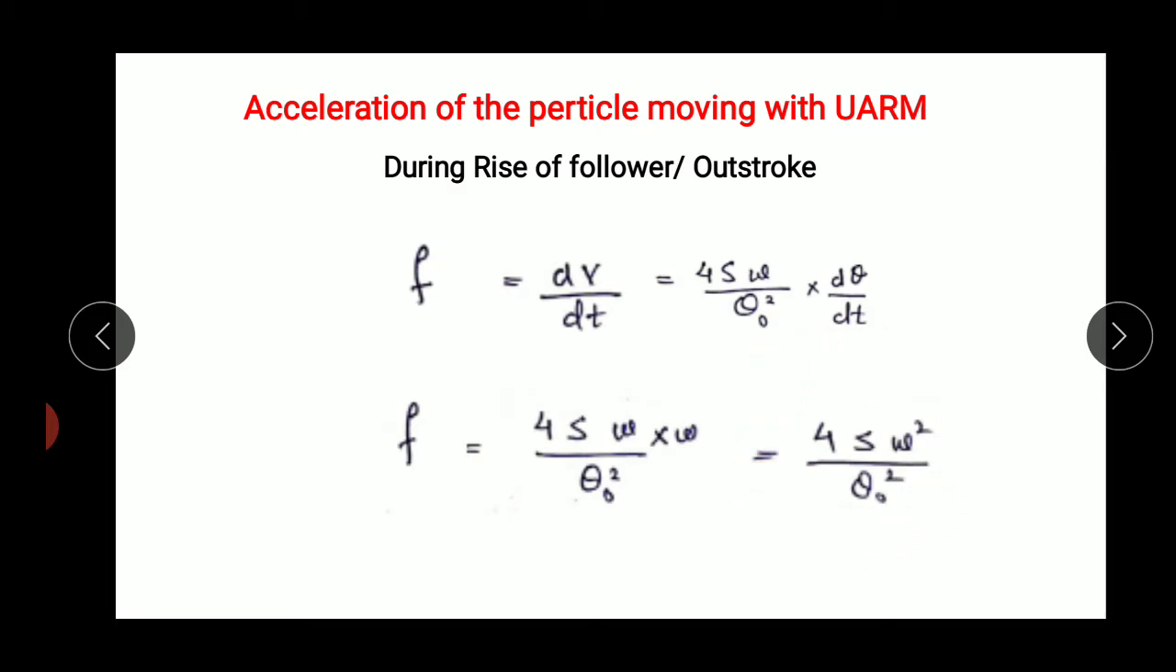You can observe here 4 is a constant, s is the displacement of the follower, again a constant, omega is the angular velocity of the camshaft, again a constant, and the angle turn during outstroke is again a constant. As all the terms in this equation are constant, acceleration is also a constant. As acceleration is not a function of theta, it is not a variable, it is a constant.